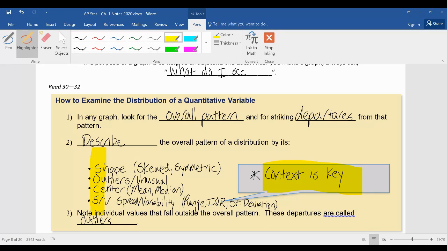So note individual values that fall outside of the overall pattern. Those departures are what we call outliers. So make note of those outliers at 13 and 14 goals when you're describing the distribution. Don't forget your SOCS.